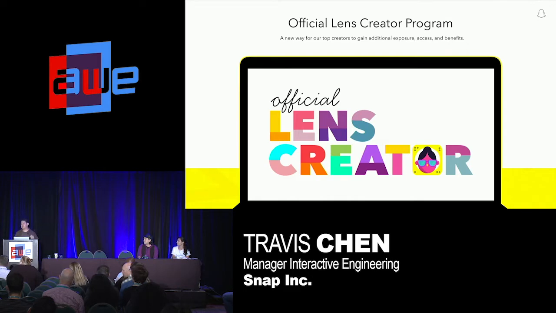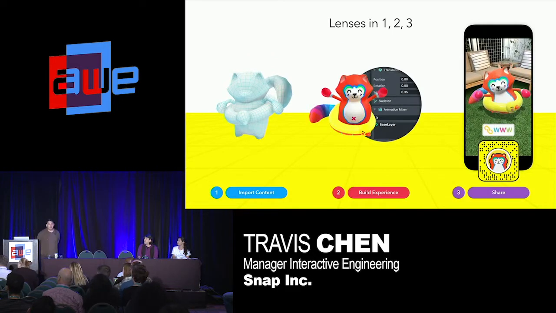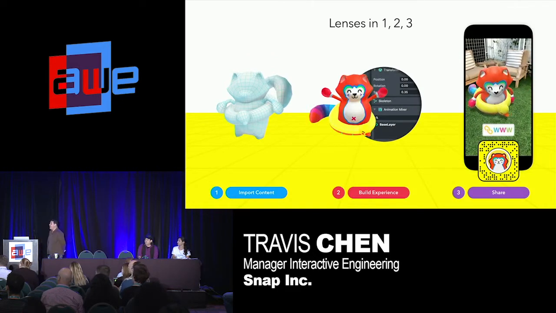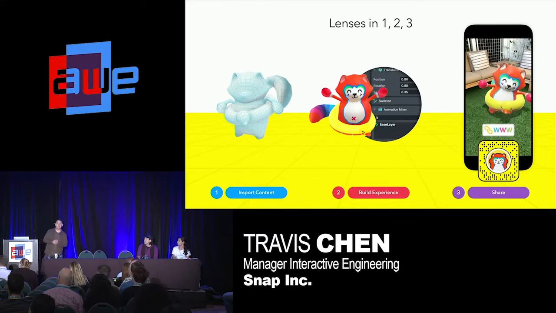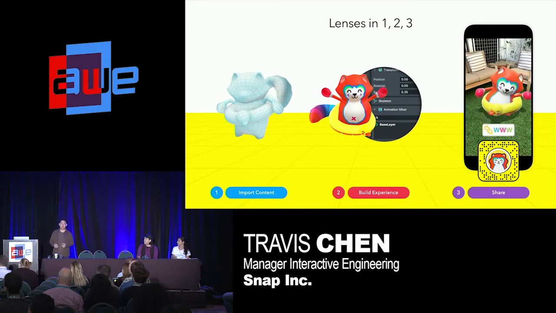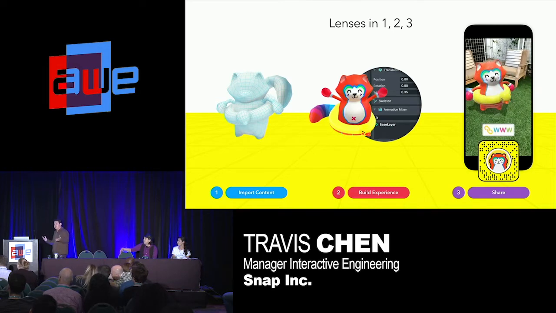So I want to talk a little bit about what lens creation looks like in Lens Studio, what it looks like from a developer's perspective. So with Lens Studio, we really aim to lower the barriers of entry for creating augmented reality. We wanted to make lens creation as easy as 1, 2, 3. So first, it's importing your content. That's 2D images, 3D models, sounds, and more. A lot of creators have this content kind of ready to go.